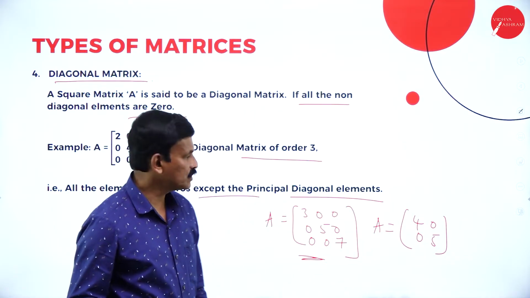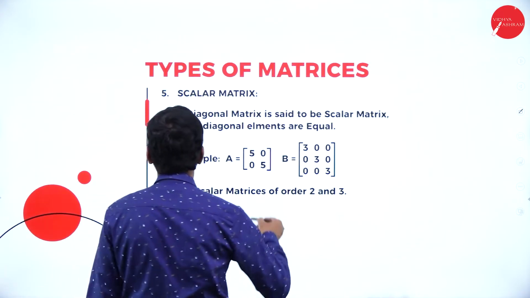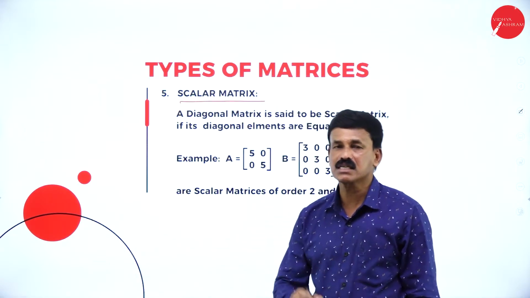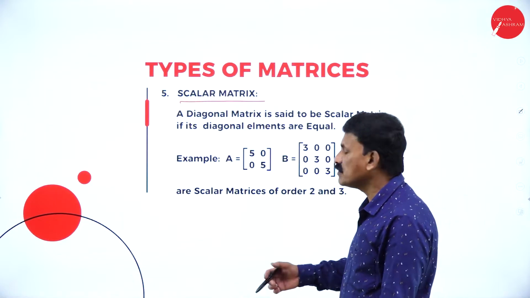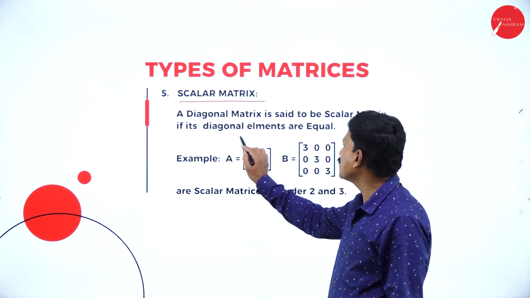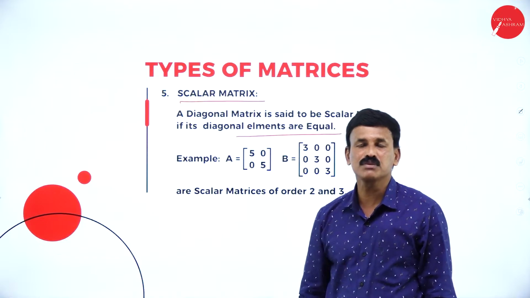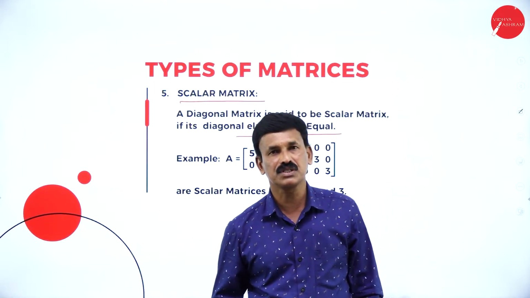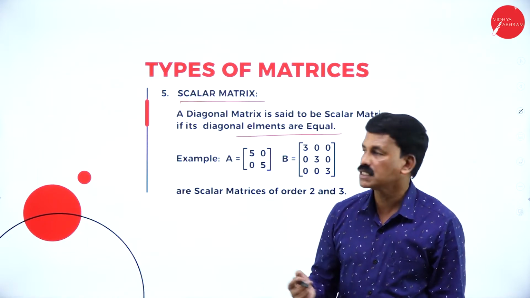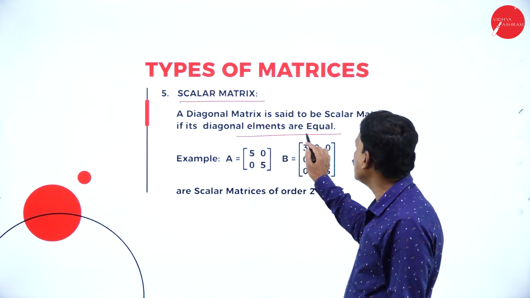Now, let us come to the next. Knowing these diagonal elements and diagonal matrix, let us come to the next, scalar matrix. Scalar matrix. This is very important. Scalar, just a constant. A diagonal matrix is said to be a scalar matrix if its diagonal elements are equal. First of all, it is a diagonal matrix. Diagonal matrix means all the non-diagonal elements are 0. If the diagonal elements are the same, then it is called a scalar matrix. So a diagonal matrix is said to be a scalar matrix if the diagonal elements are equal.